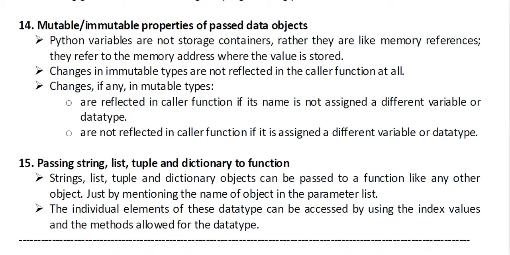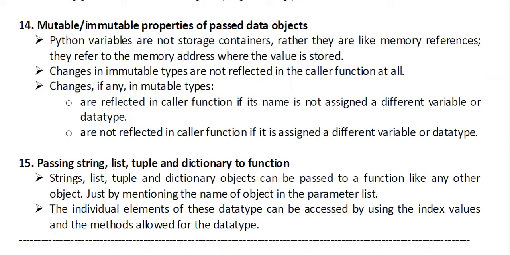Now we move to the next point, that is mutable and immutable properties of passed objects. That means in Python you have some mutable objects and some immutable objects. Suppose lists are mutable, and tuples and strings are immutable. So what will happen if in one function we pass a list and in another function we pass a tuple, and we want to modify them? Will it actually be modified or not? We will be discussing this in this topic.